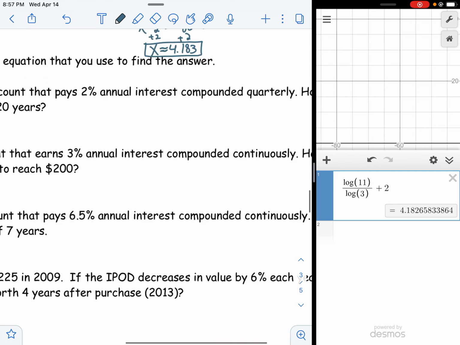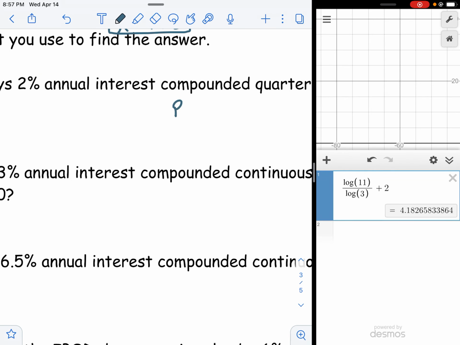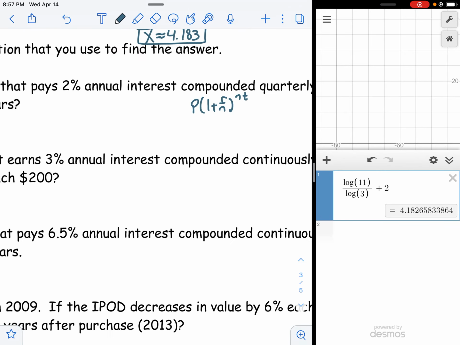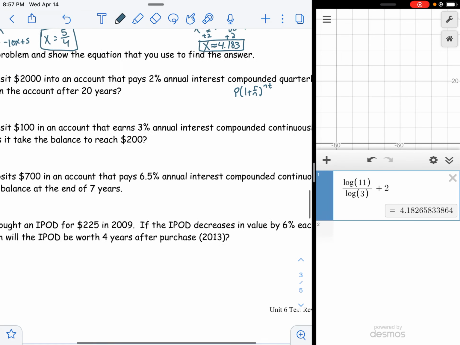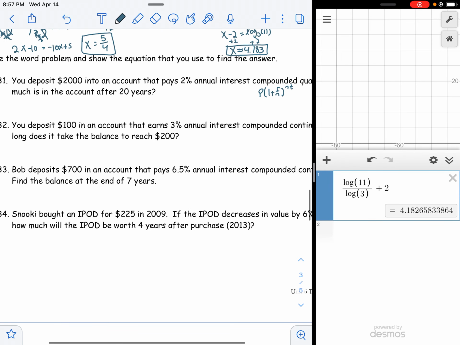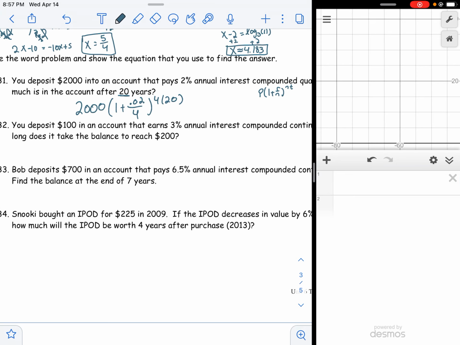Compounded quarterly means that we're using our compounded equation. So this is P times 1 plus R over N to the NT. That's our compounded equation for things that happen a set number of times in a year. So we deposit $2,000, so $2,000 is our P, or our principal, and then the account pays 2% interest compounded quarterly, so that's 1 plus 0.02 divided by 4 raised to the 4 multiplied by, in this case, 20.